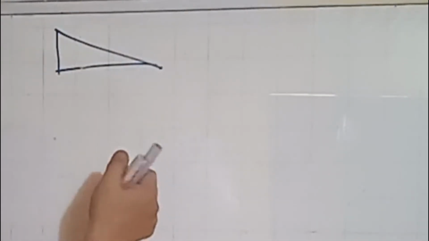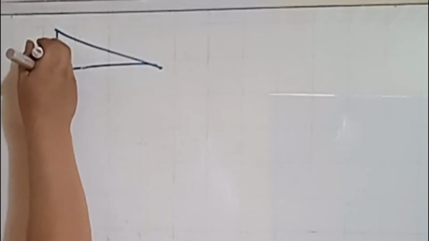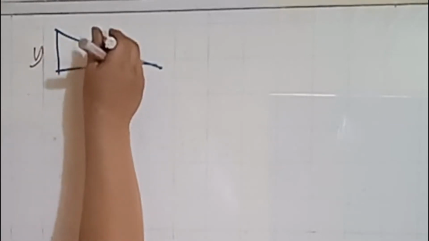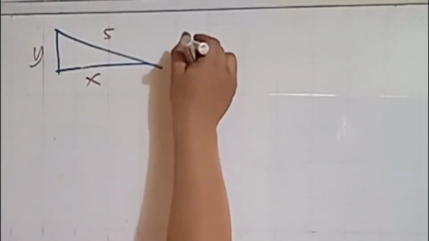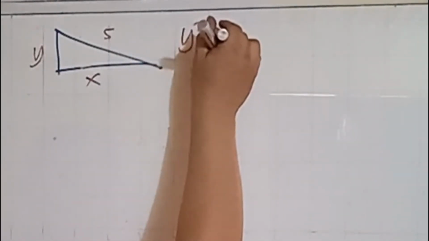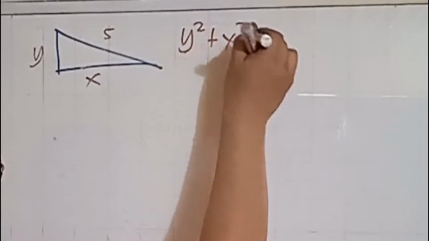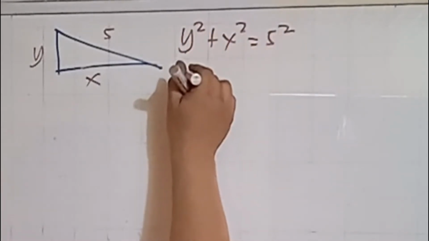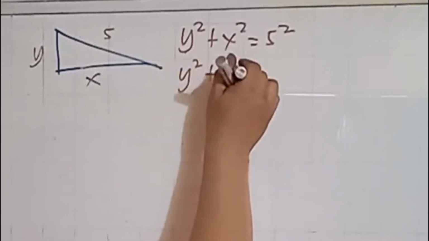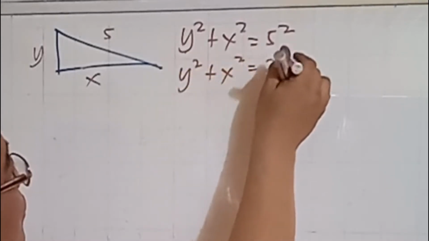So mag-start tayo sa explicit differentiation. Magbibigay ako ng isang example. Triangle. Ito yung y, ito yung x, this is equals to 5. So using Pythagorean theorem, we have y squared plus x squared is equals to 5 squared. So y squared plus x squared is equals to 25.